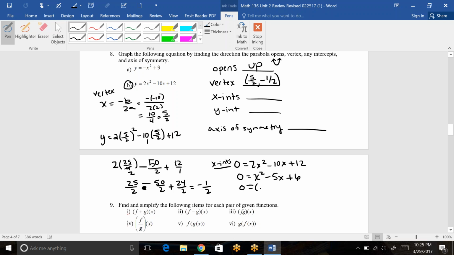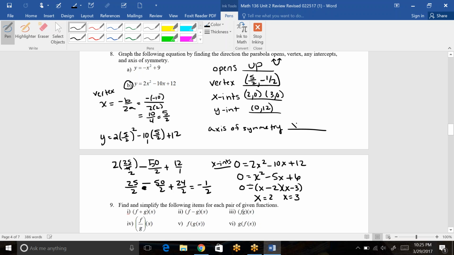And then that factors into signs need to be the same and add to negative 5. So that'd be negative 2 and negative 3. And that gives me an x-intercept of 2 and an x-intercept of 3. So 2, 0, and 3, 0. The y-intercept is easy if you're in standard form. It's just the last number, because if you make all the x's 0, everything else goes away. So that would just be 0, 12.